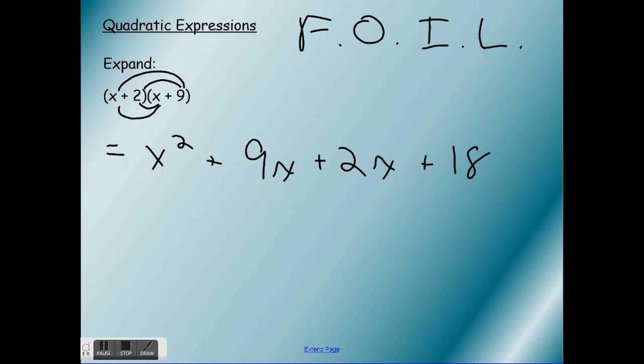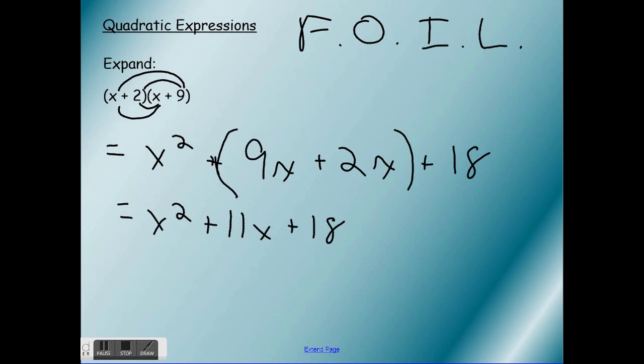So when I say expand, that's what I mean. Once you've expanded them, then you have to simplify. So we have to collect like terms. These two terms here, 9x and 2x, put them together to make 11x. So we have x squared plus 11x plus 18. That's all.